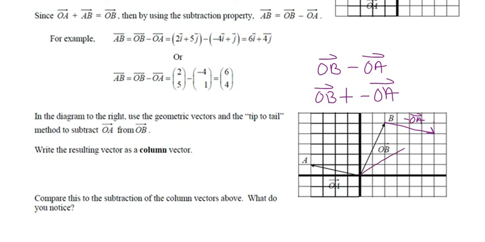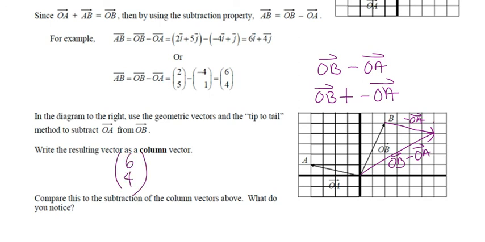We then take the resultant, which runs here, and this is OB plus negative OA, which we can just write as OB minus OA. And what is this vector? Well, there it is as a geometric vector. So what is it? It's 1, 2, 3, 4, 6, so (6, 4), right? Write the resulting vector as a column vector. So what is the resulting vector as a column vector?